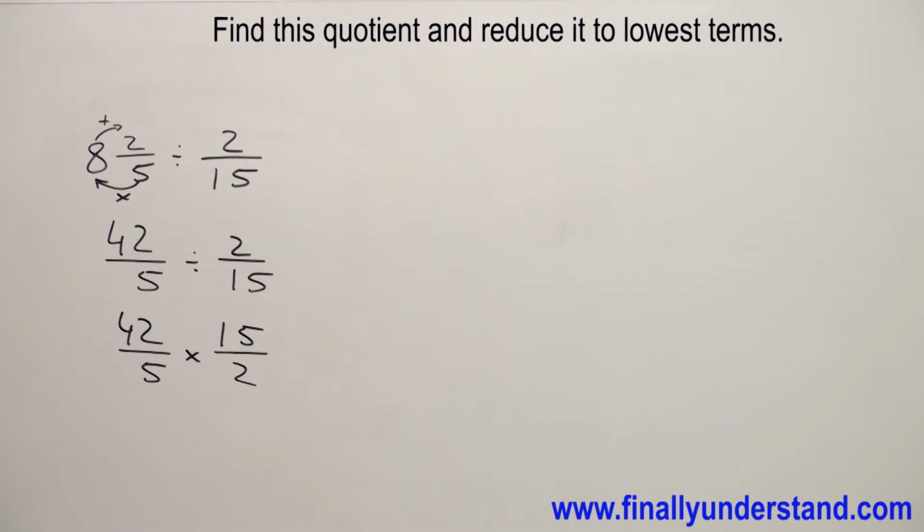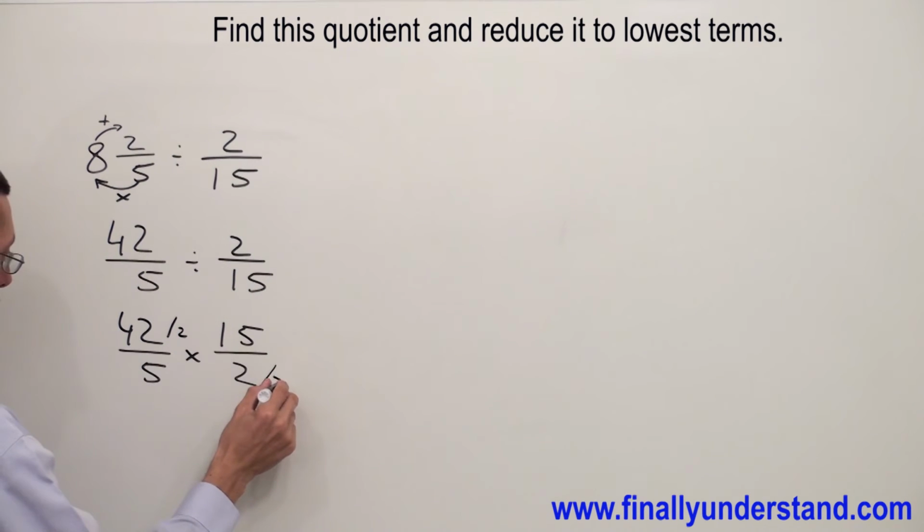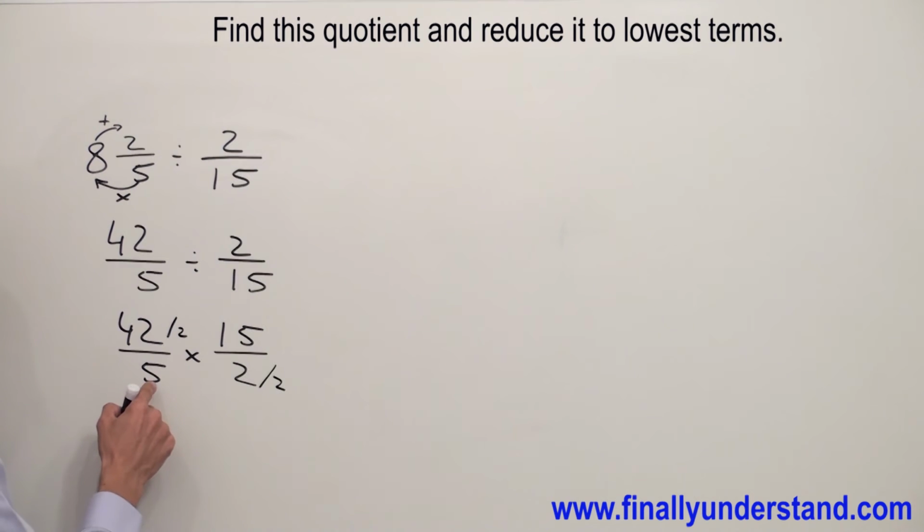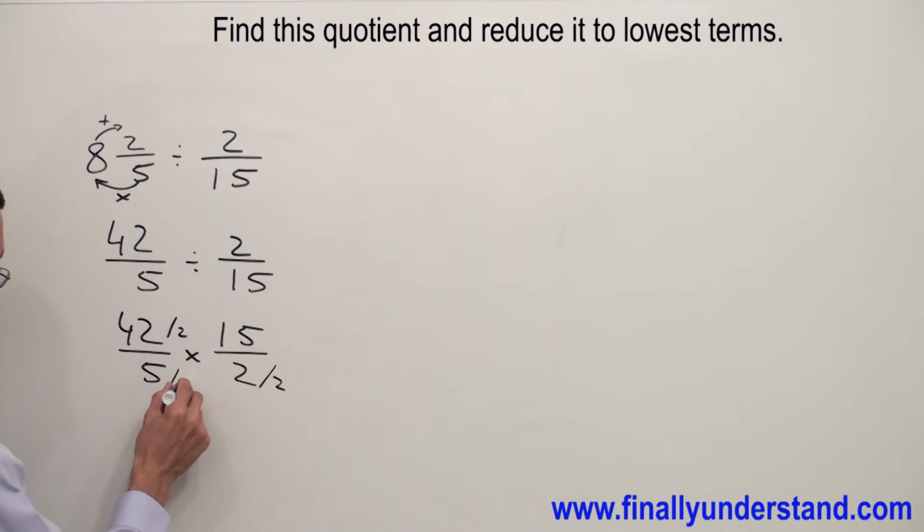Next, check if you can reduce any numerator with any denominator. Okay? 42 and 2. Both of them are even numbers. We said that even numbers we can reduce always by 2. So that's why I'm going to reduce them by 2. 5 and 15. Anytime you have numbers which end with 5 are divisible by 5.